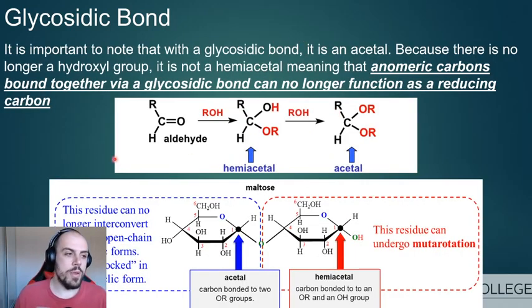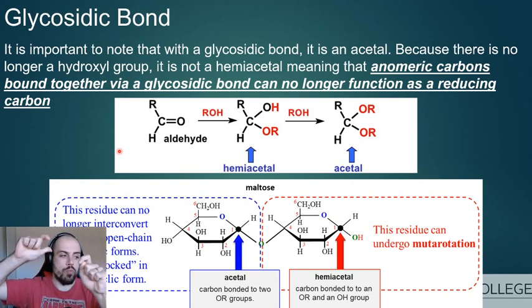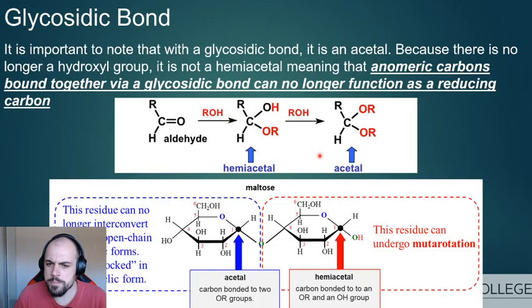Now, what we were talking about before with these reducing sugars. Looking at a reducing sugar, all monosaccharides are reducing sugars. All monosaccharides have the ability to go from their closed chain form and break open and then rotate around in that open chain form and then reform their cyclic structure and bounce between alpha and beta. However, when we see a glycosidic linkage, it is no longer a reducing sugar.